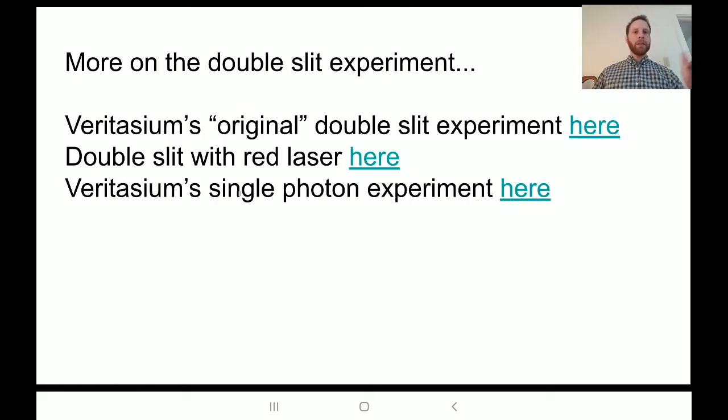And then in the assignment, I put a link to 3 different videos. They're relatively short. At least the second one about the double slit with the red laser, you should only watch a minute or so of that to see what's going on.